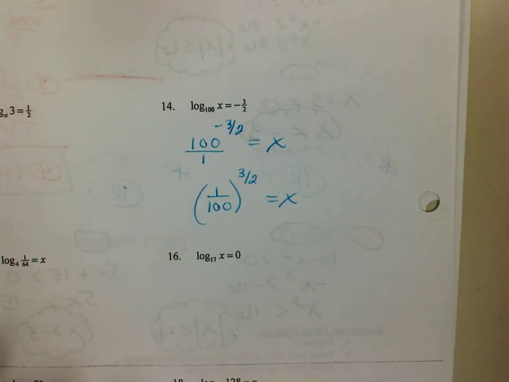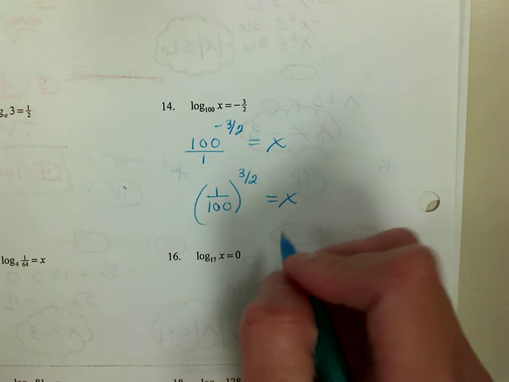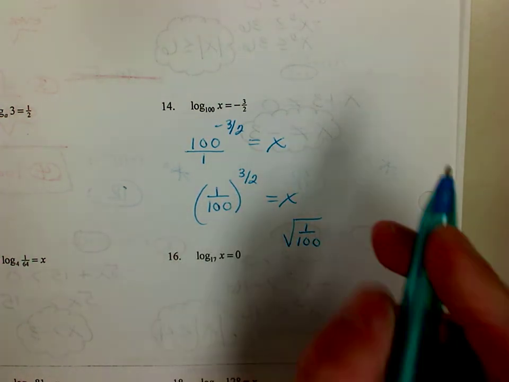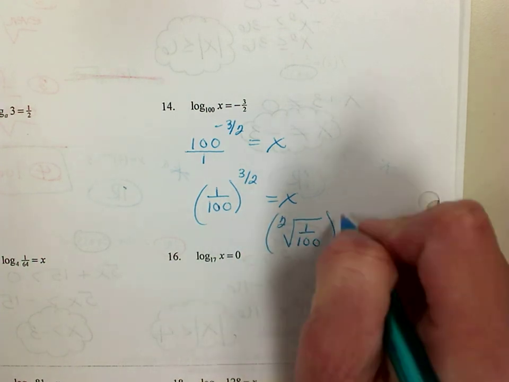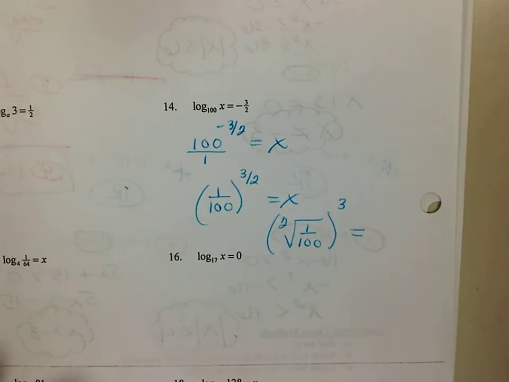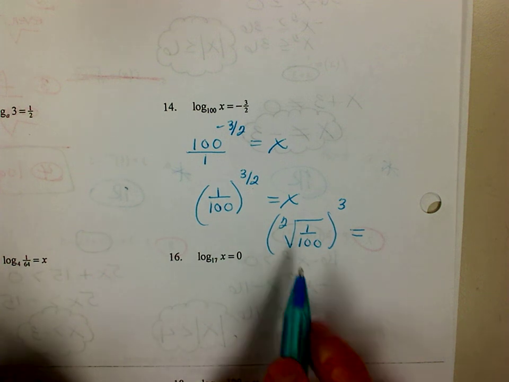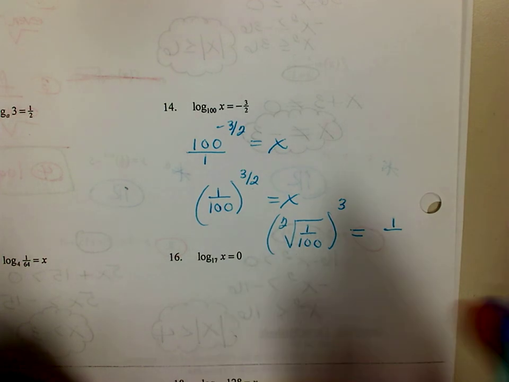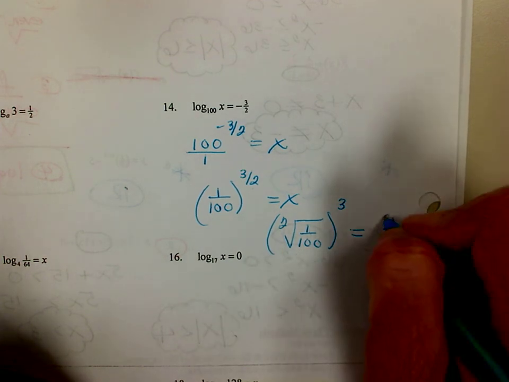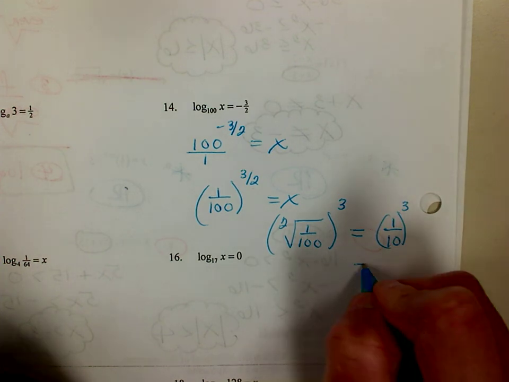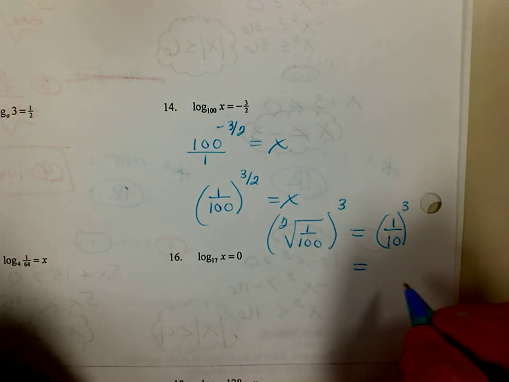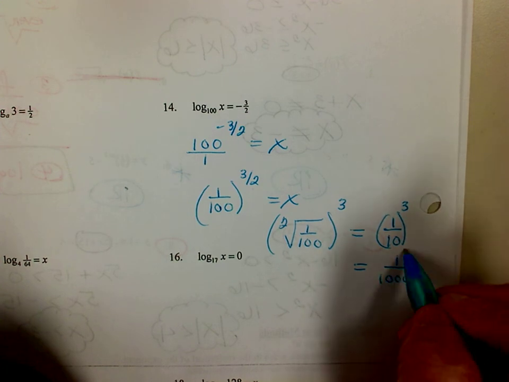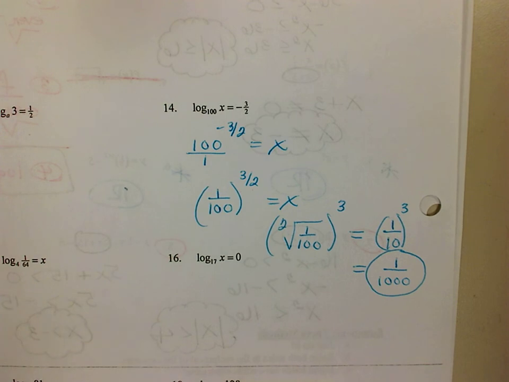Okay, so now I'm going to have to rewrite this as a radical, which we have done before. So 1 over 100 goes under the radical, the denominator goes in front, the numerator goes in the back. All right, so I got to figure out what number squared is 1. That's 1. What number squared is 100? That is 10. And now I'm going to cube both of those numbers. 1 to the 3rd power is 1, and 10 to the 3rd power is 1,000. So that is my answer to 14.